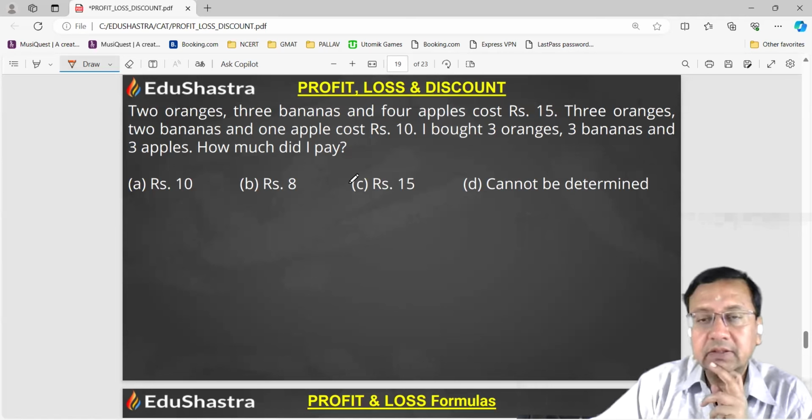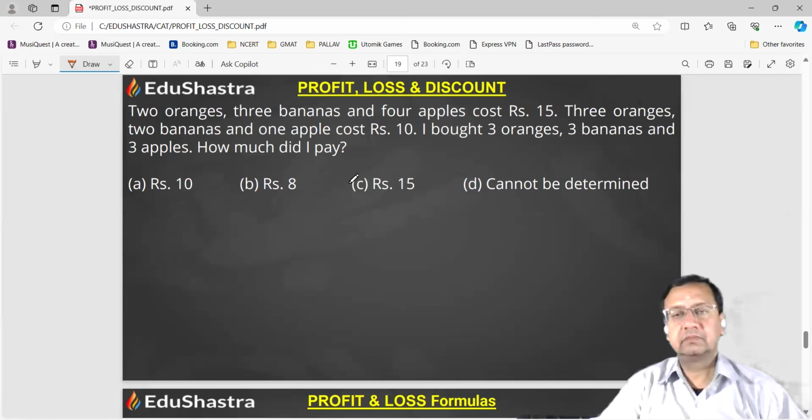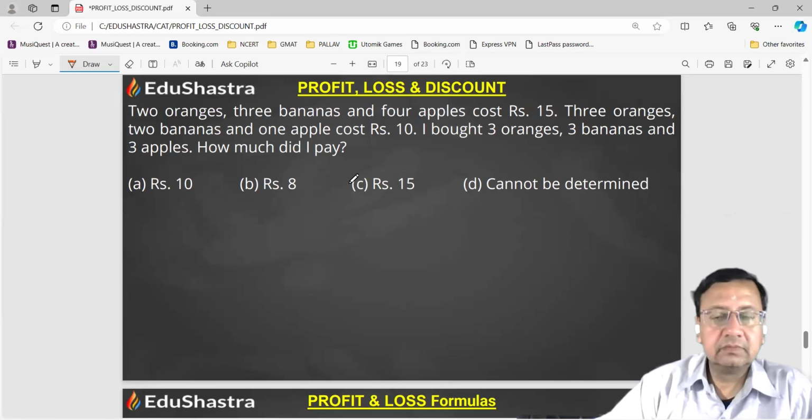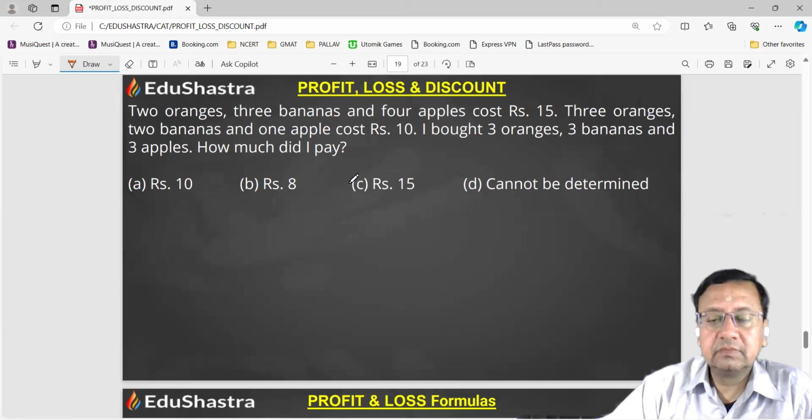Okay, so Hardik is saying cannot be determined. Okay, Nandini is also saying cannot be determined. So Nandini, why can this not be determined?